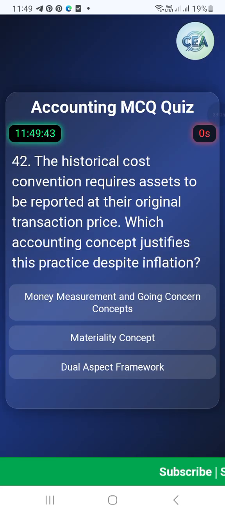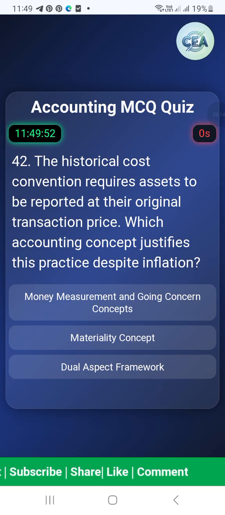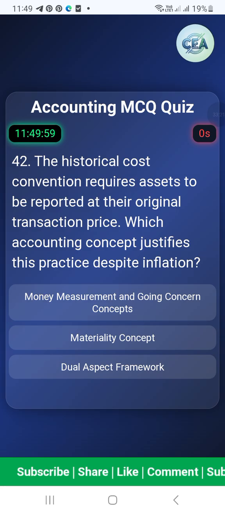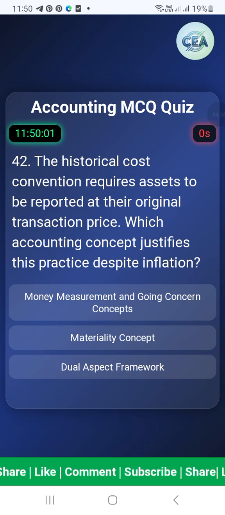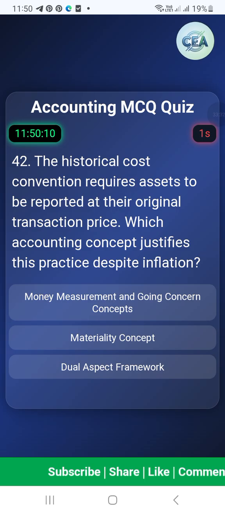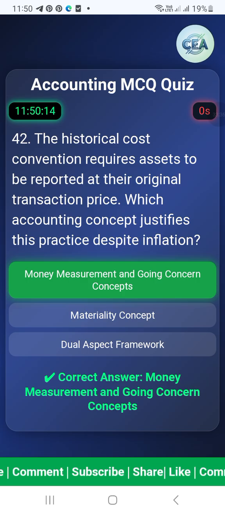42. The historical cost convention requires assets to be reported at their original transaction price. Which accounting concept justifies this practice despite inflation? Option 1. Money measurement and going concern concepts. Option 2. Materiality concept. Option 3. Dual aspect framework. Correct answer is money measurement and going concern concepts.